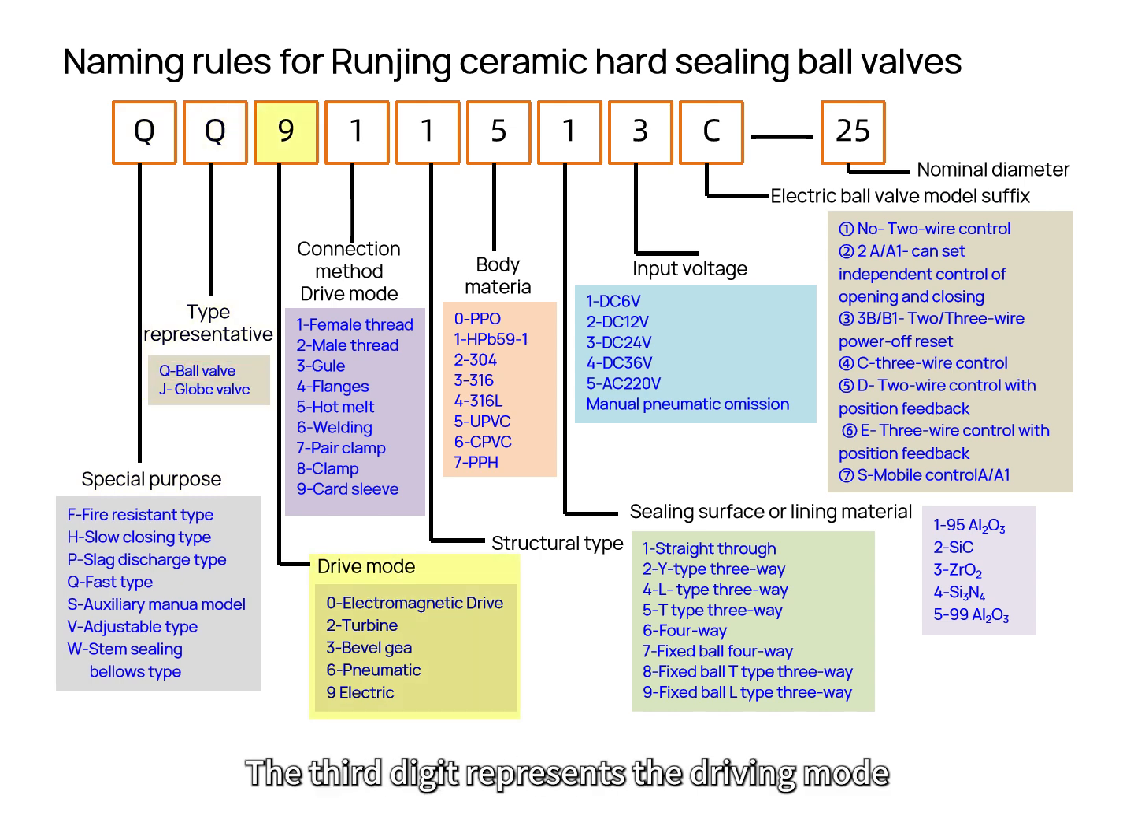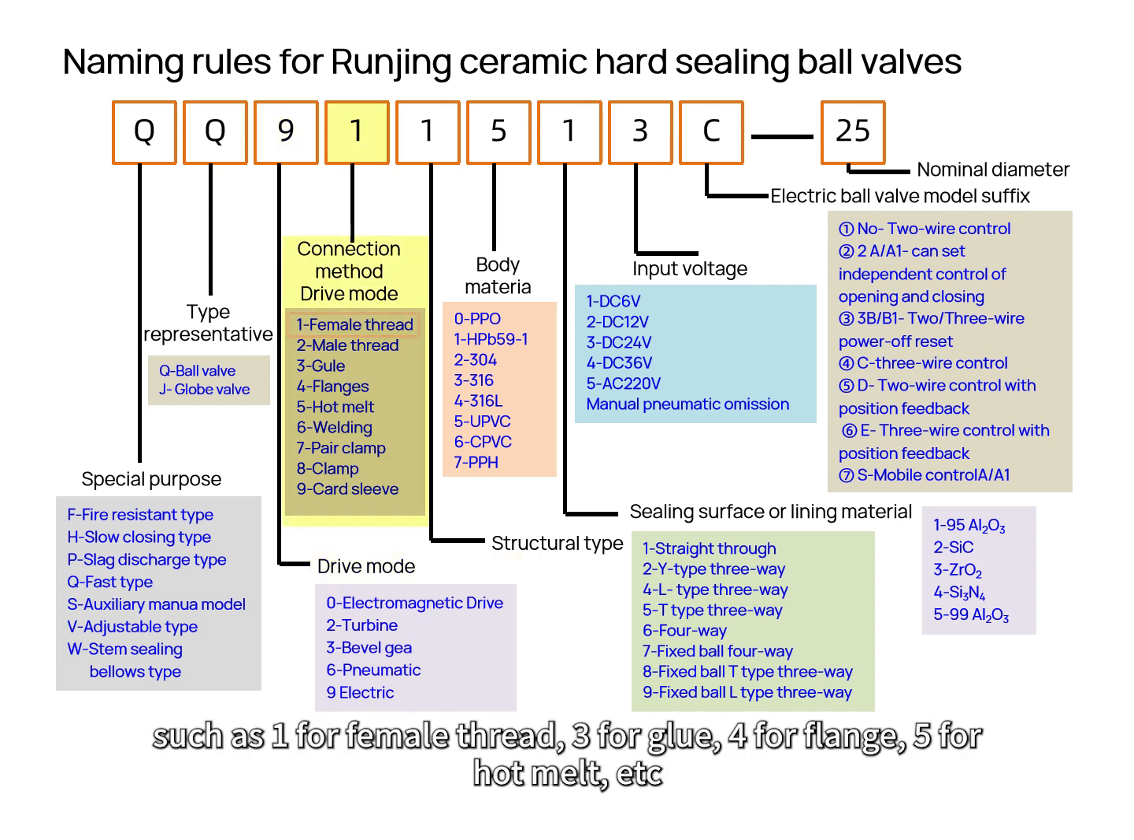The third digit represents the driving mode, for example, 6 is pneumatic, 9 is electronic, and manual control is omitted. The fourth digit represents the connection method, such as 1 for female thread, 3 for glue, 4 for flange, 5 for hot melt, and so on.